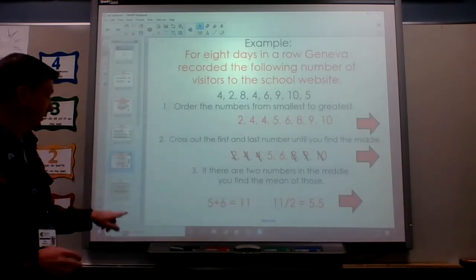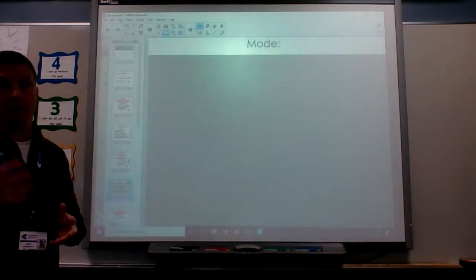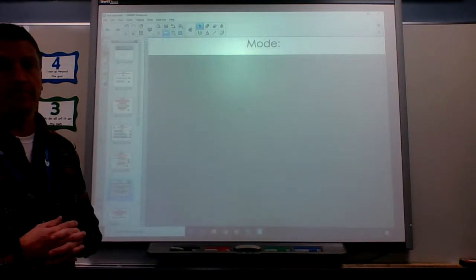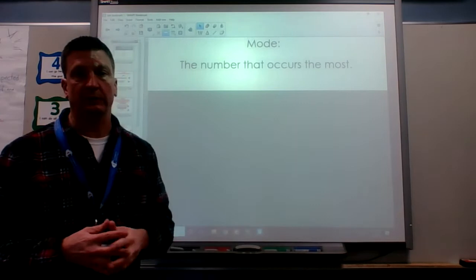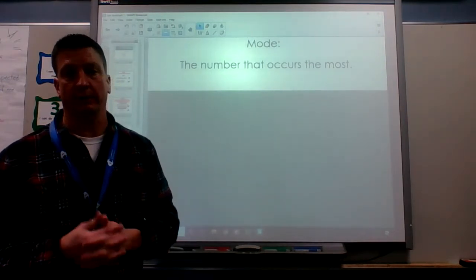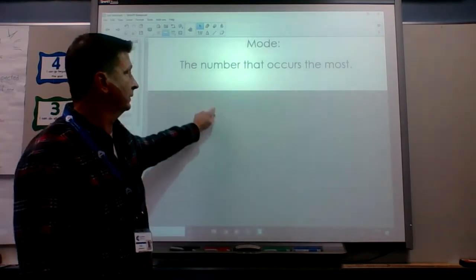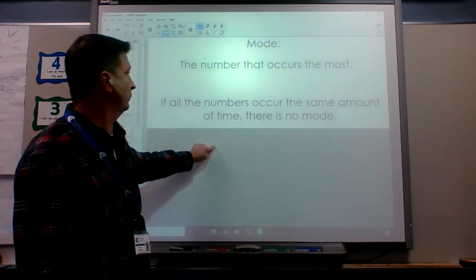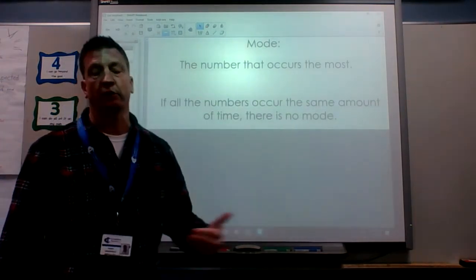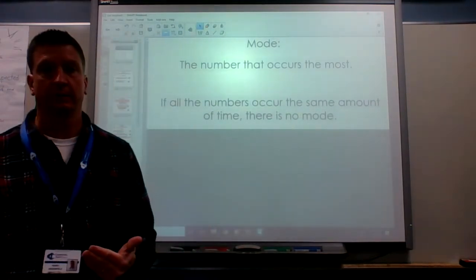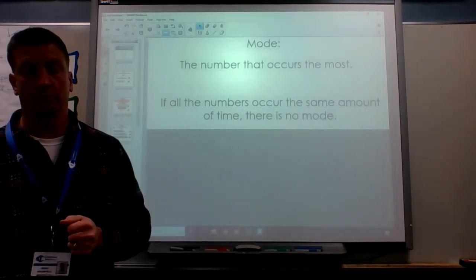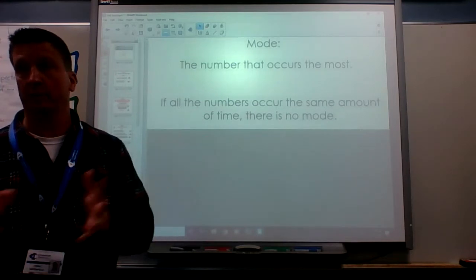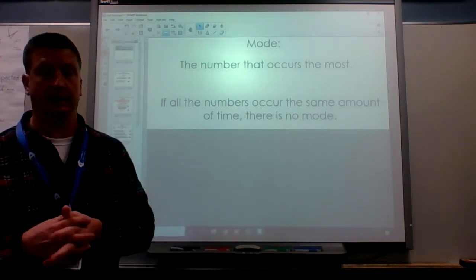The other example we've looked at is mode. If you remember what the mode is, that's the number that occurs most often in our set of data. So we're looking for numbers that repeat. Sometimes there isn't going to be a mode. Maybe every number occurs only one time in our set of data.